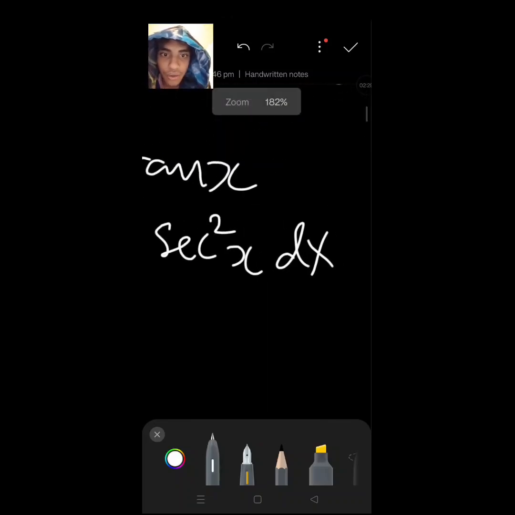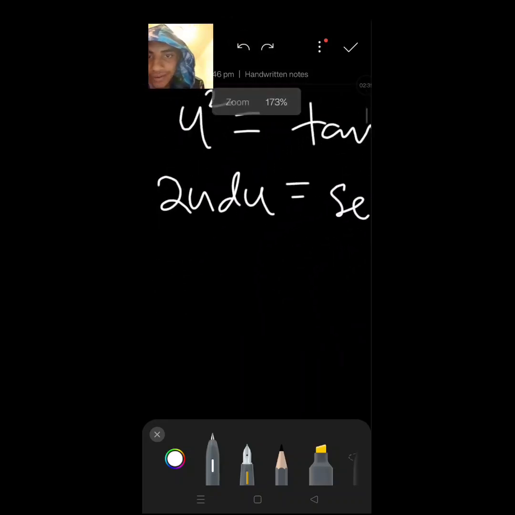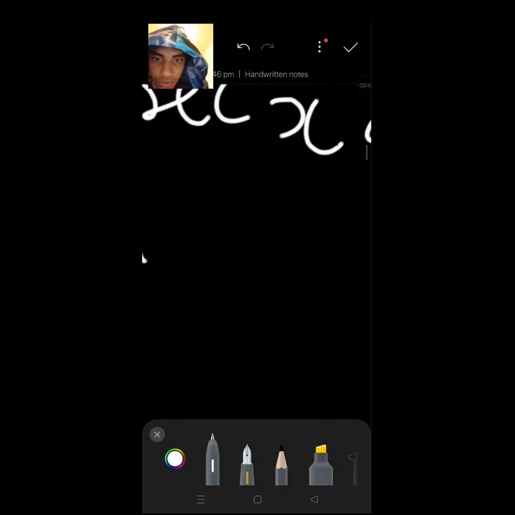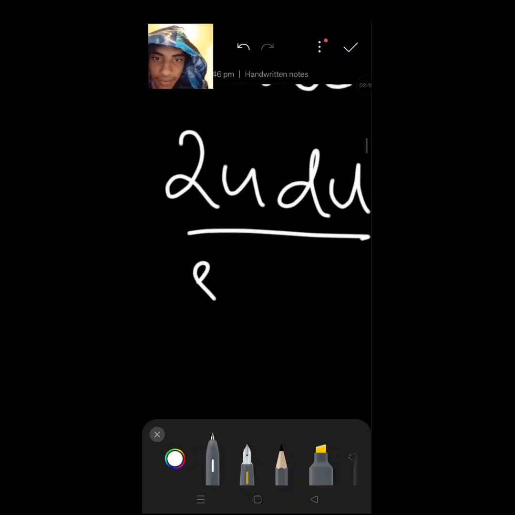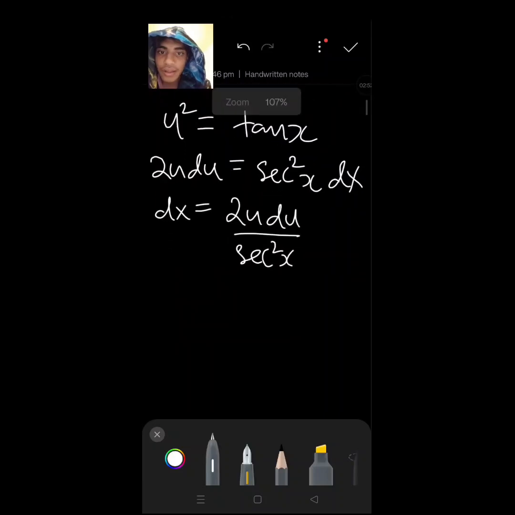And there you have it. As I told you, now you need to isolate dx, because that's another familiar face in our integration problem. So let's isolate dx. dx is equal to 2u du divided by secant square x, right? And now we can substitute things into our integral.